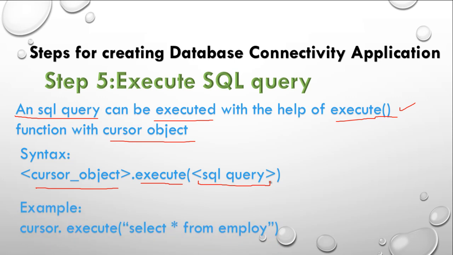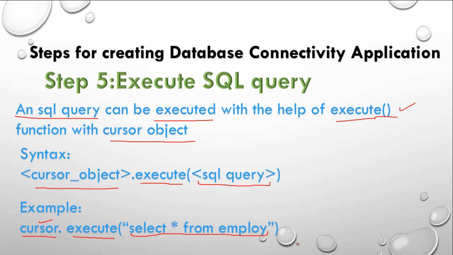This is an example. We created an object of the cursor in the previous slide, and then we write the name of the cursor object, then the execute function, and within the brackets we specify the select query: select star from employee. Once this query is executed, a result set is created, and that result set gets stored in the cursor object.